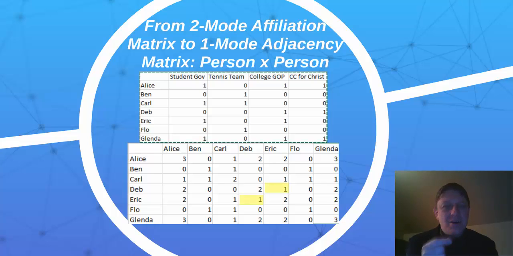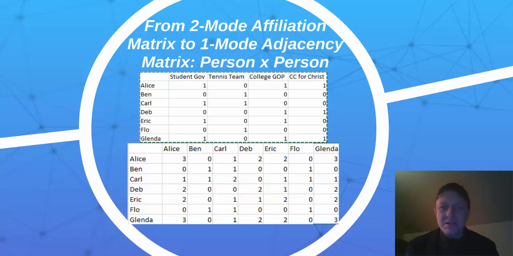Okay, so we had Eric and Deb. Eric and Deb are in one group together, the college GOP, the college Republican Club. So they have a tie strength of 1. Okay, and that is better than 0, but it's not 3. So they're moderately tied to one another, we might say.